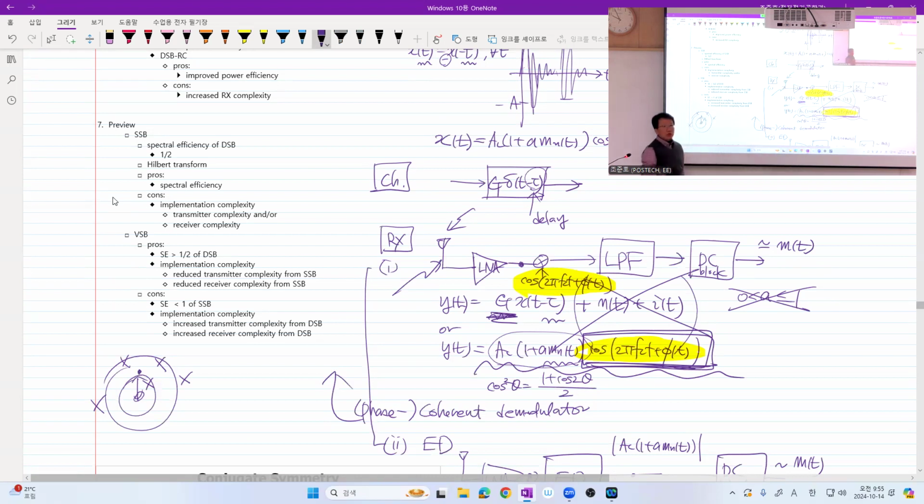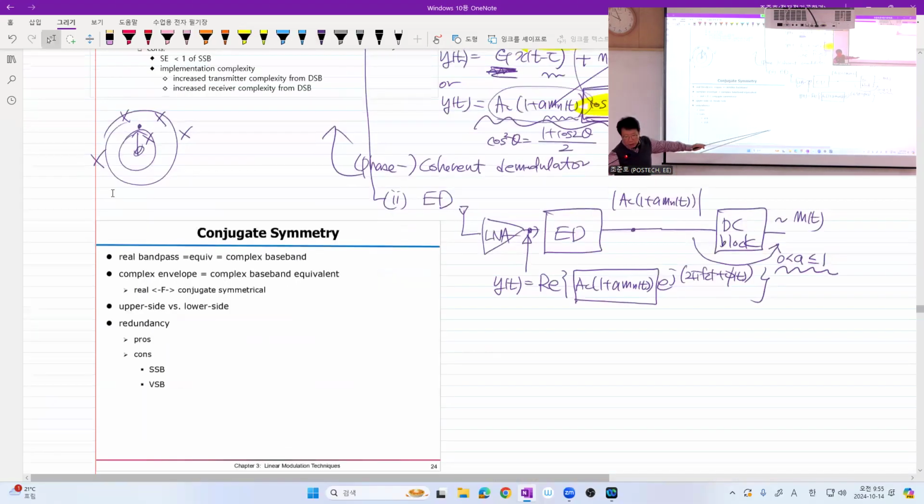So it's a trade-off between receiver complexity and power efficiency. And people in the early stage of radio broadcasting, when they adopted amplitude modulation, DSB, decided to adopt DSB with large carrier because it makes the receiver very simple. How? By using an envelope detector.